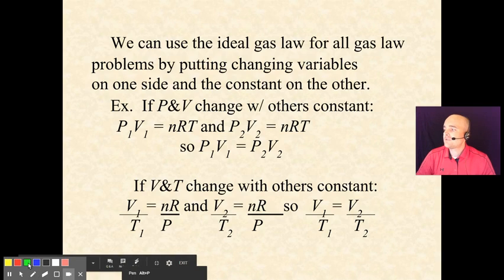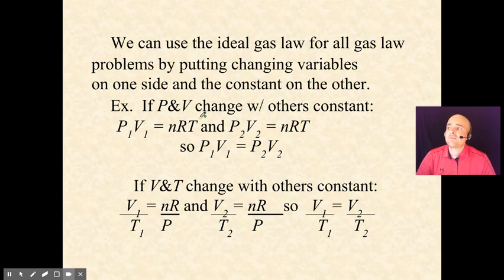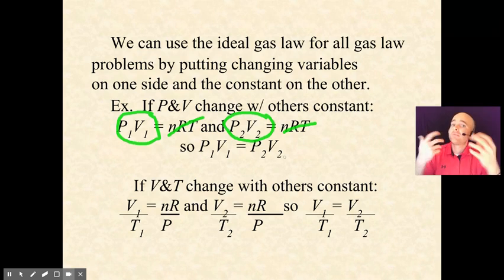So I'll show you what I mean. If P and V change, or pressure and volume change, and the others are constant, I put PV over here equals nRT. And then I'm just going to cross out nRT because it's constant. And I'll write it again as my final value here, and that's PV equals nRT, but I'll cross these out. So now I'll set these two values equal to each other. And so I end up with this equation here, which is Boyle's law.